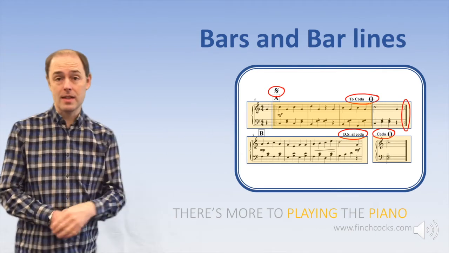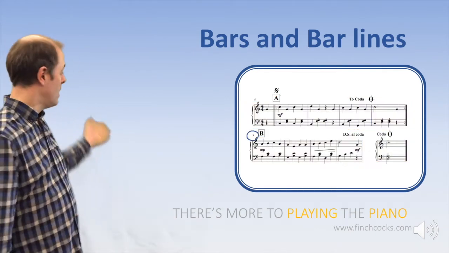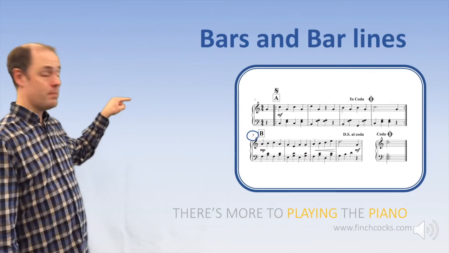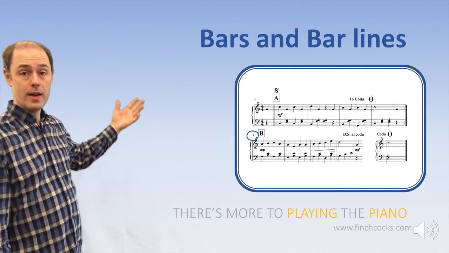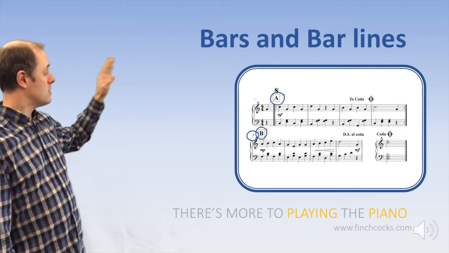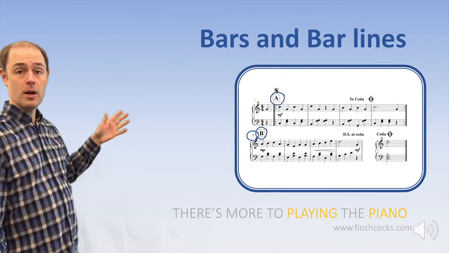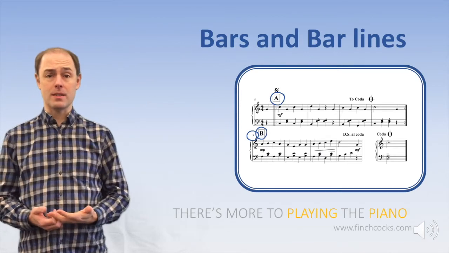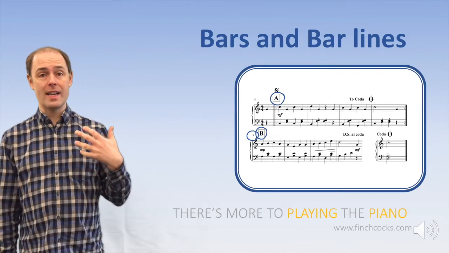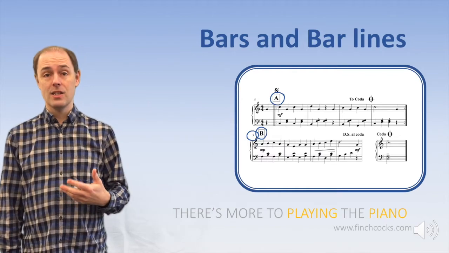Now a couple of other things that are sometimes quite useful. I've circled here a bar number. We've already talked about bars 1, 2, 3 and 4. This is bar 5, fairly self-explanatory. There's also these, which are called rehearsal marks, big capital letter in a box. You don't see them very often in piano music, but if you work in an orchestra or a band, you'll often see these.